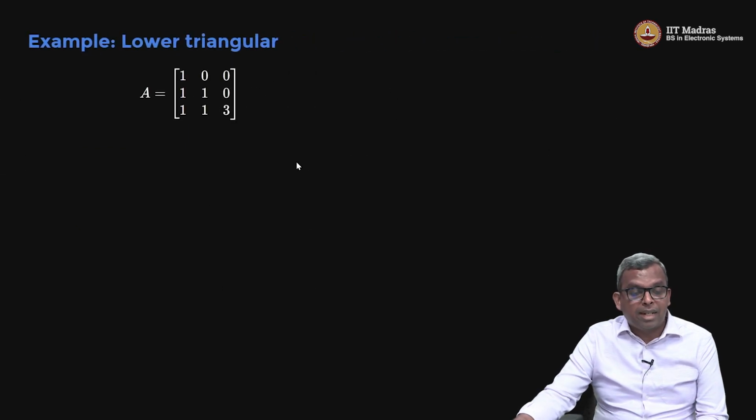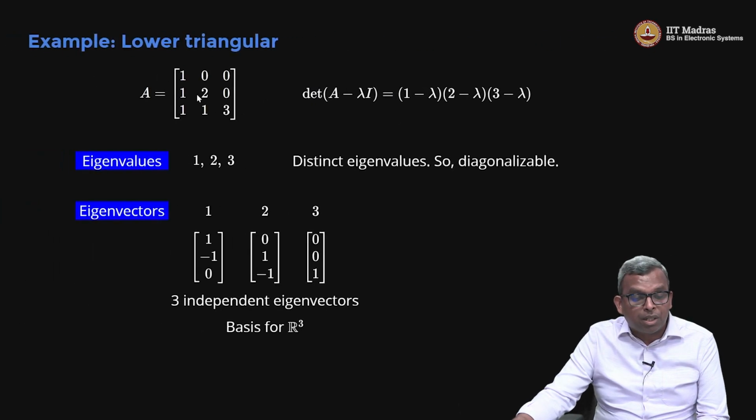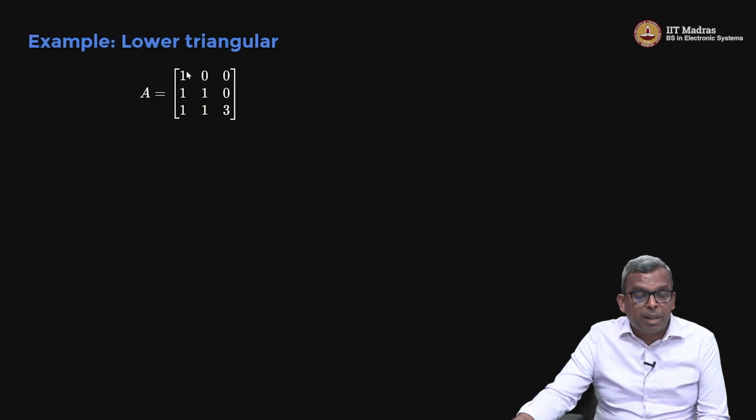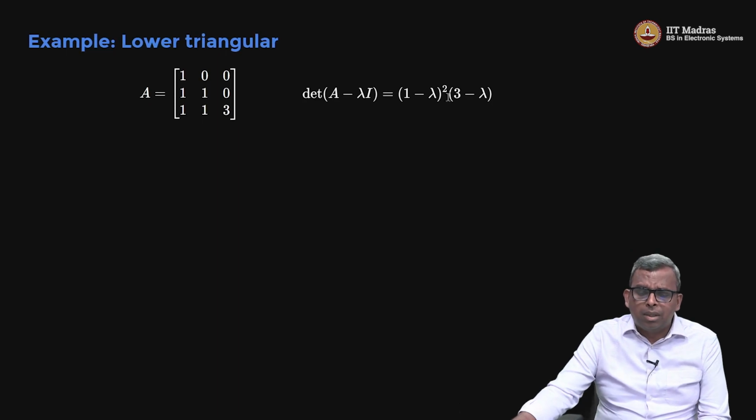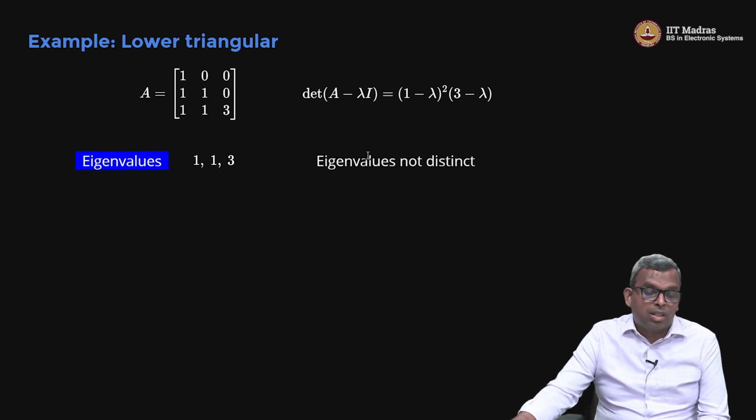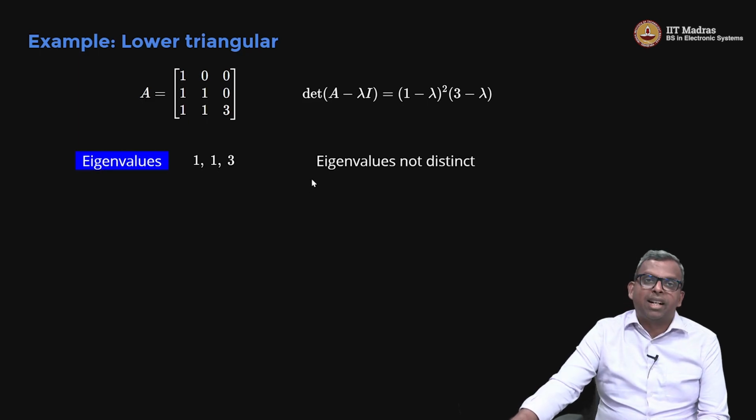Let's look at a slightly different example. In this matrix there was a 2 in the middle entry. I'm going to make it 1. If you make it 1, the determinant of A minus lambda I and eigenvalue calculation is again very simple, but now you have repeated eigenvalues: 1, 1, 3. So the eigenvalues are not distinct, and you can't directly conclude diagonalizability. You have to go ahead and check how many eigenvectors you will have.